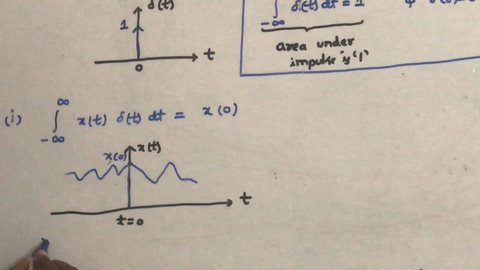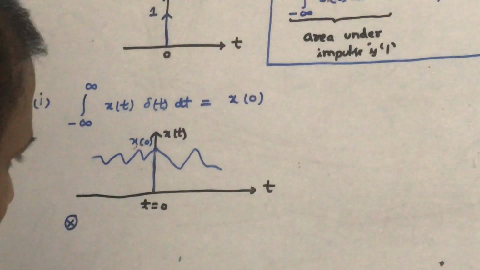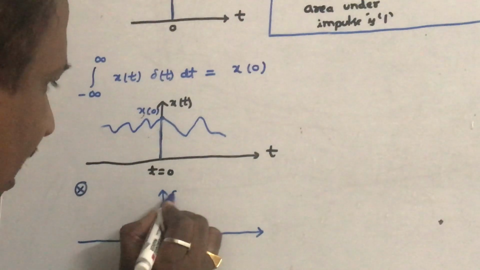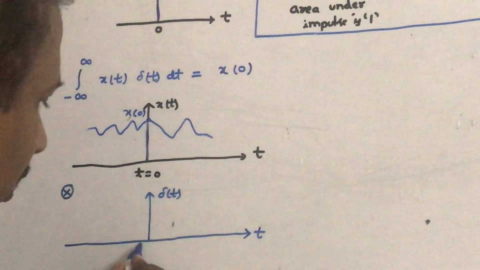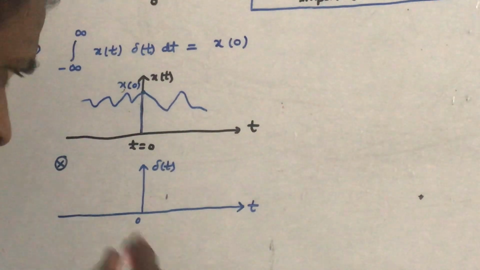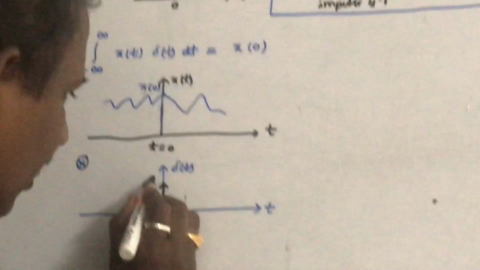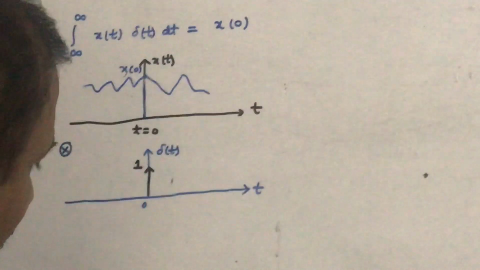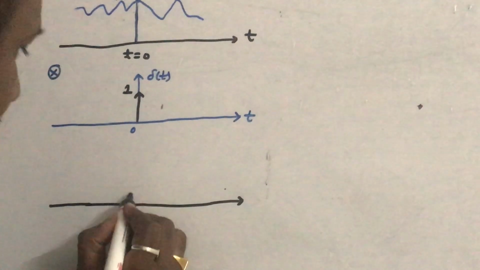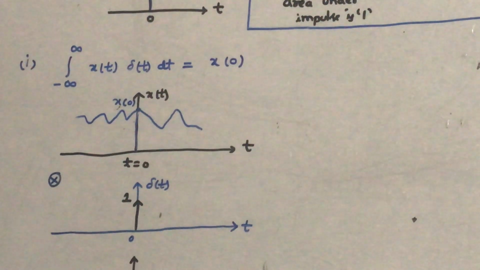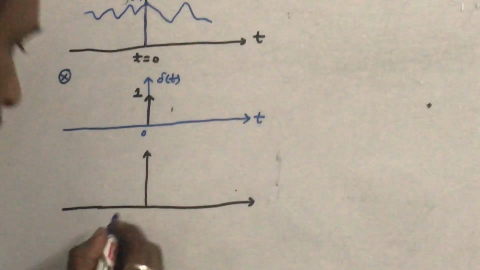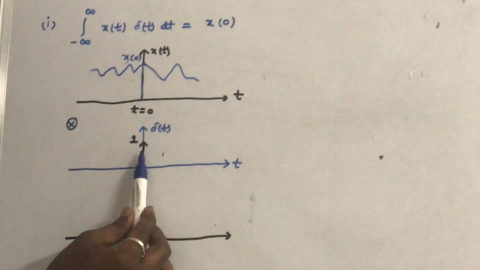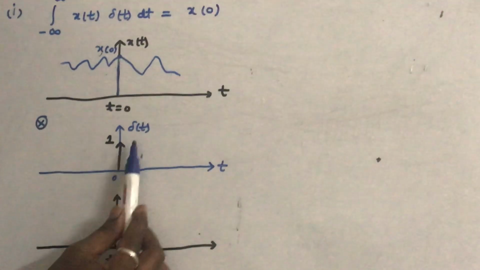Now this is multiplied with our impulse. How do we represent del of t? This is t, this is 0, and it is represented with an arrow. The area under this impulse is 1. If you multiply both of them, what will happen? You can clearly see that this impulse only exists at t equal to 0. Outside t equal to 0, it is 0.